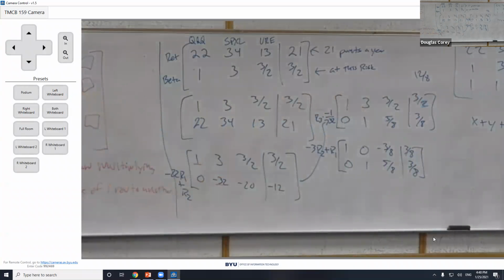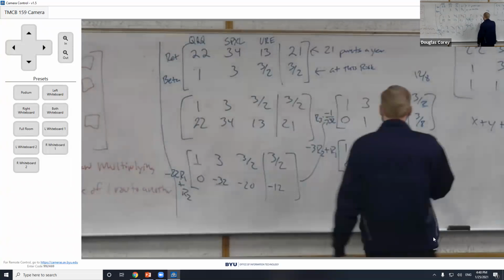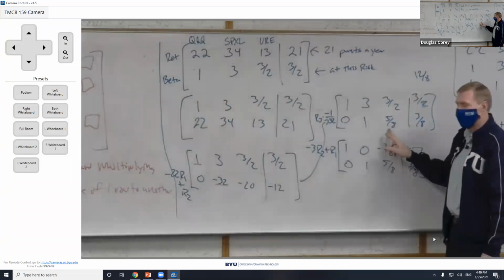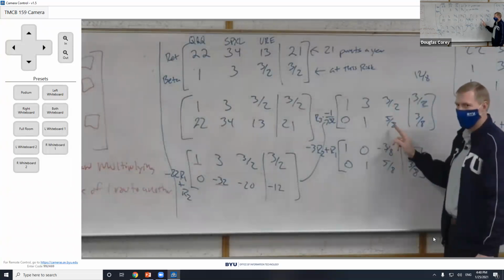Yes? When we have more variables than equations, how do we determine where our pivot points are going to be? Like, why can't one of our pivot points be a 5/8? So why not focus on this one, and then make the other one 0?